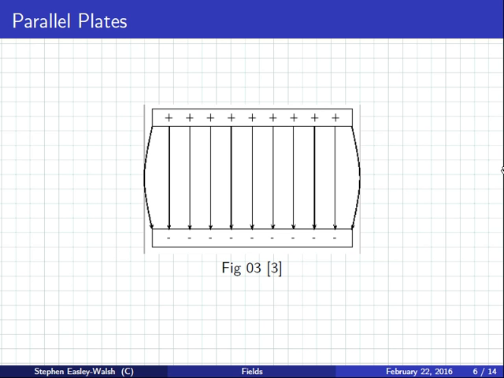Keep in mind the plus and minus plates. Yeah, if they're swapped, the field reverses. Got this? Yeah?